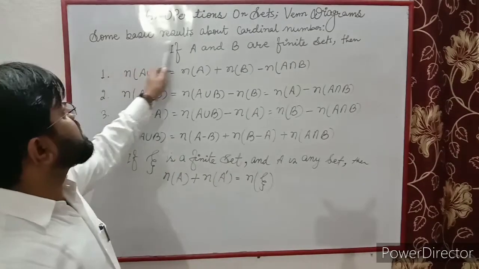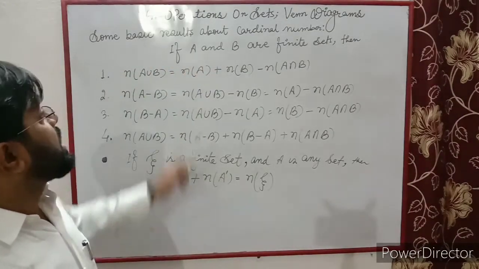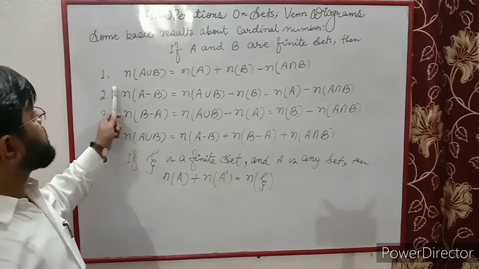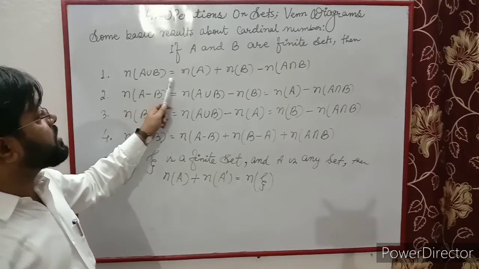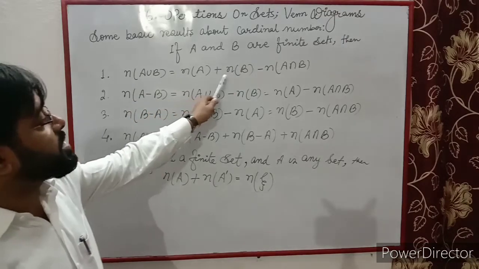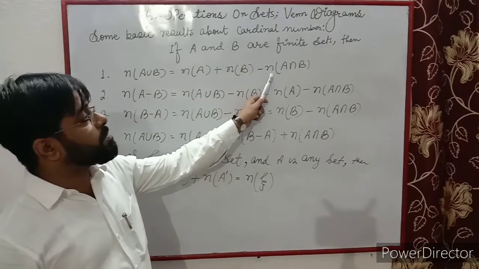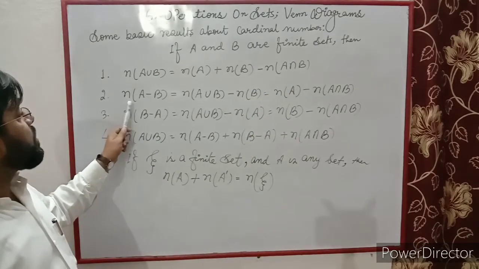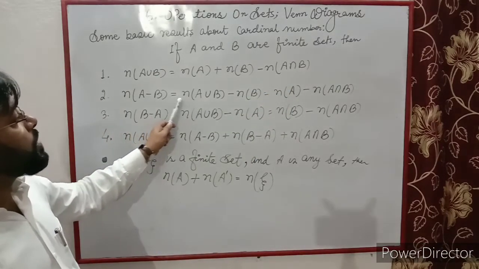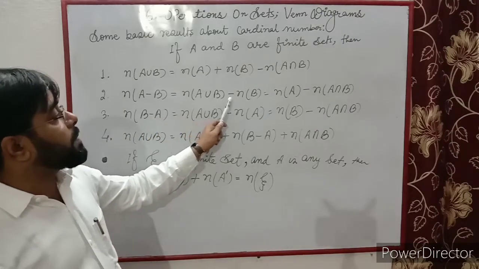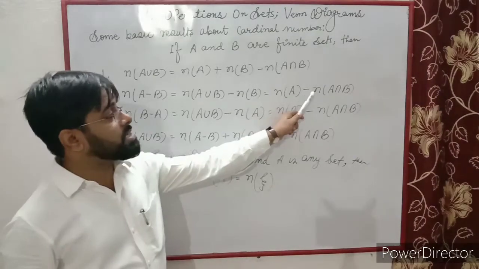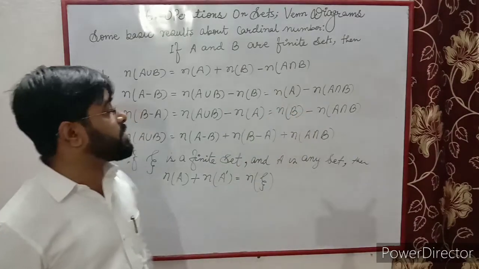Now some basic results about cardinal numbers. If A and B are finite sets, then first, the number of A union B is equal to the number of set A plus the number of set B minus the number of A intersection B. Second, the number of A minus B is equal to the number of A union B minus the number of B, which is equal to the number of set A minus the number of set A intersection B.